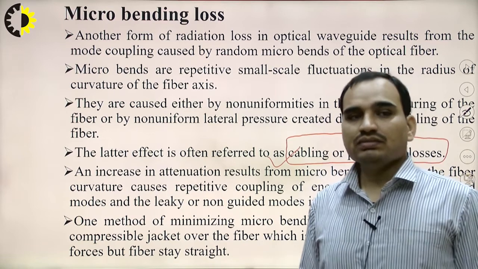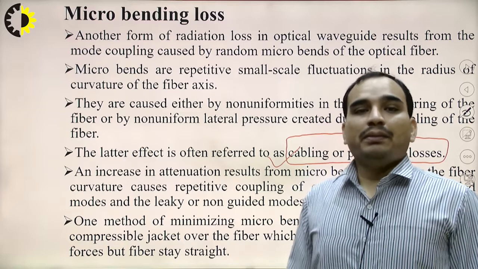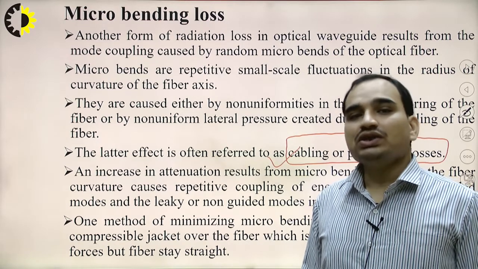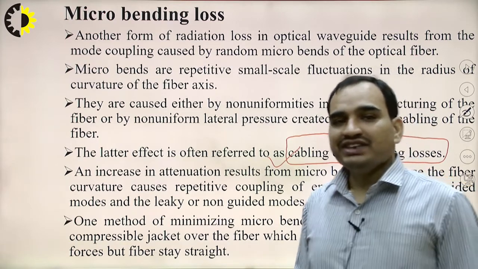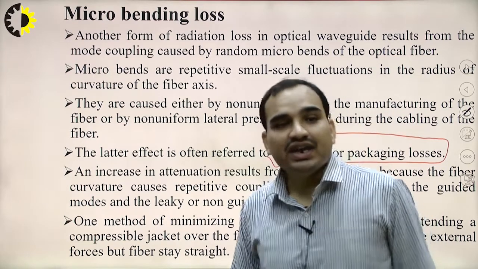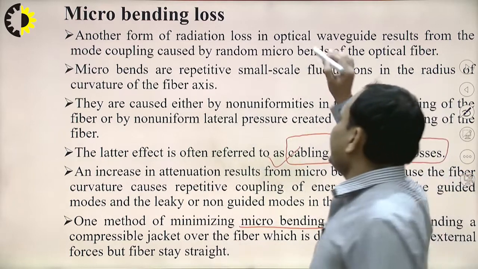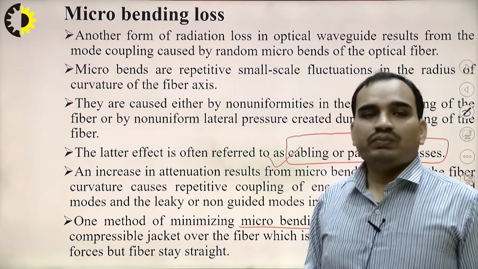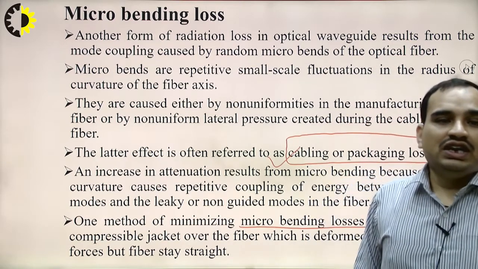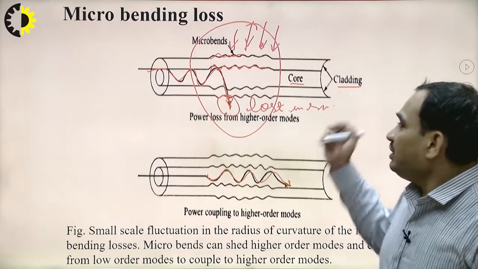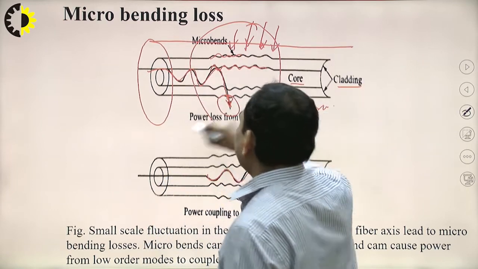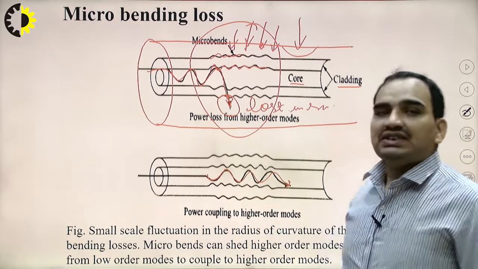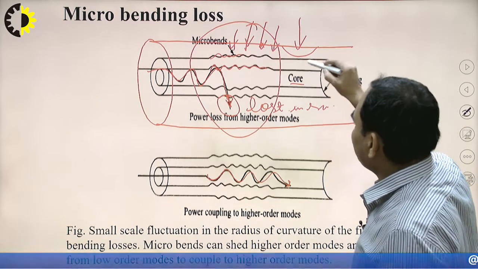An increase in attenuation results from the microbending because the fiber curvature causes repetitive coupling of energy between the guided modes and the leaky or non-guided modes in the fiber. One method of minimizing microbending losses is by extruding a compressible jacket. We can use a compressible jacket over the core and cladding such that the deformation cannot form in the cladding or the core. If the core and cladding are held in a compressible jacket, the jacket may compress under the external pressure while the fiber remains straight.